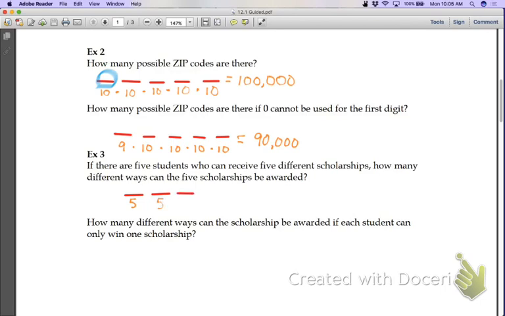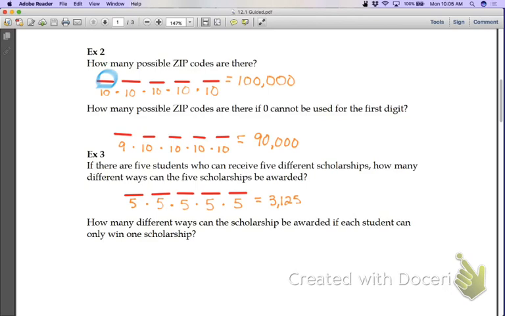Same way for the third person, they have a crack at all 5. Fourth person, they have a crack at all 5. And the fifth person, they have a crack at all 5. So I would just take all of those and multiply them together: 5 to the 5th power, or 5 times 5, 5 times. So there are 3,125 different ways of going about this. Because it doesn't give me any sort of stipulation. It doesn't say little Johnny can only get 1, Sally can only get 1. They have an option to get all 5. Every single one is available.